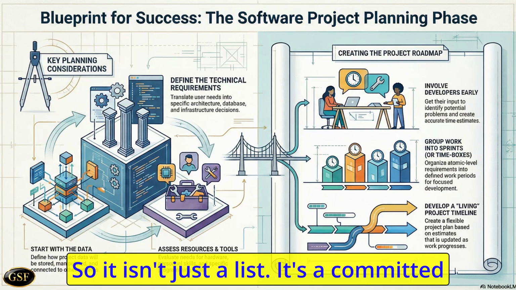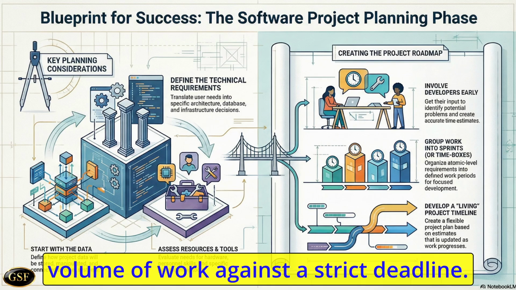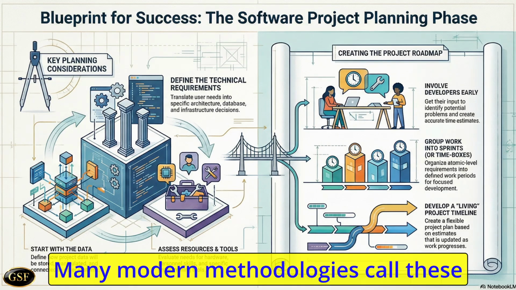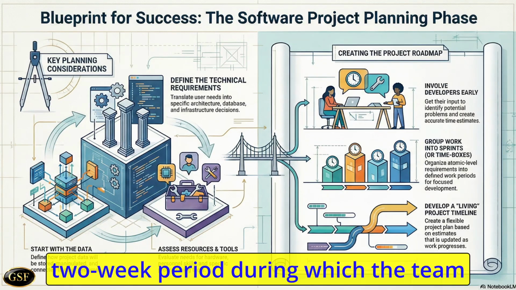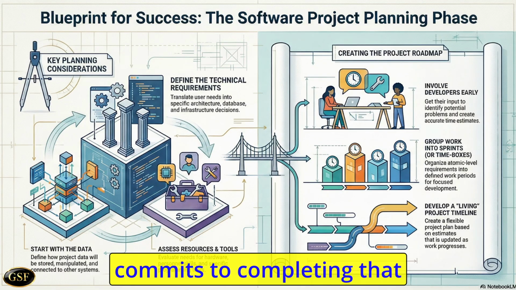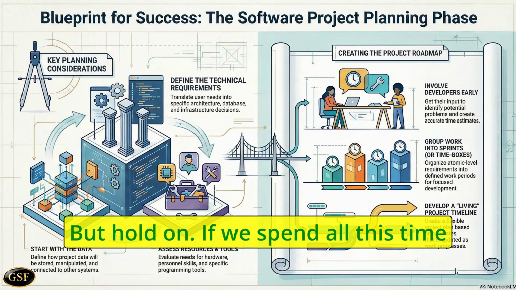So it isn't just a list, it's a committed volume of work against a strict deadline. Many modern methodologies call these sprints, defined by, say, a 2-week period during which the team commits to completing that specific group of requirements. But hold on.